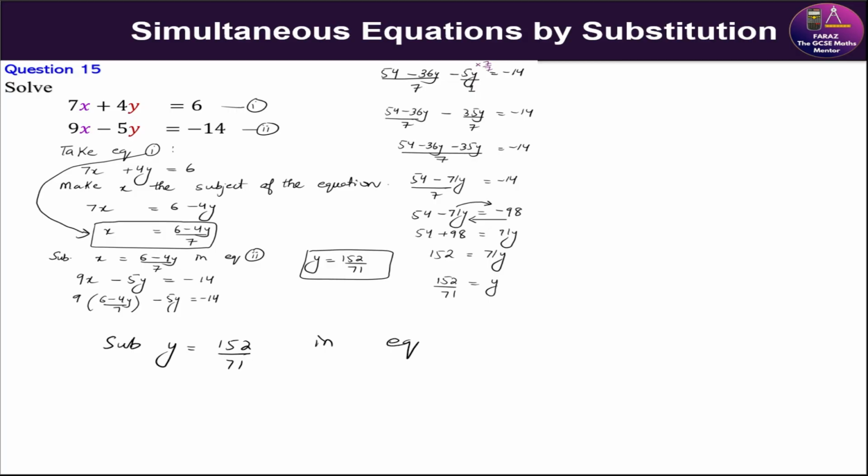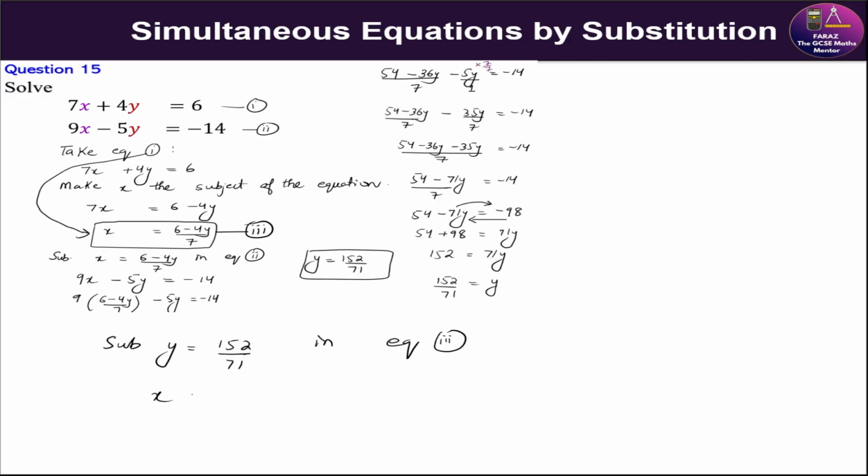Now here is an interesting part. See, this is x equals to 6 minus 4y over 7. X is already the subject here. So that is your equation number 3. So we have to substitute this value of y in equation number 3, as in equation number 3 x is already the subject, and it will give you directly the value of x.